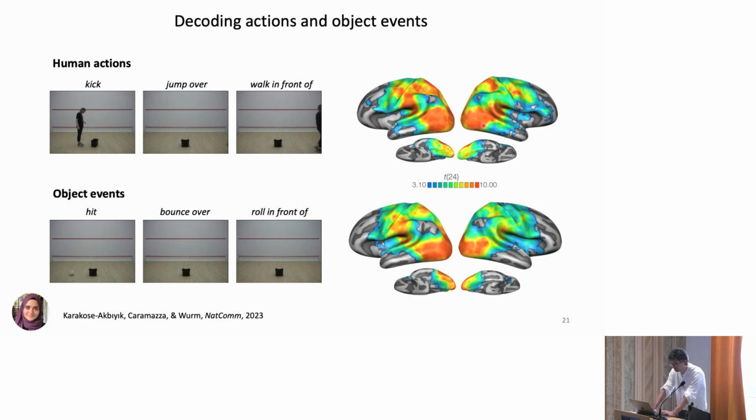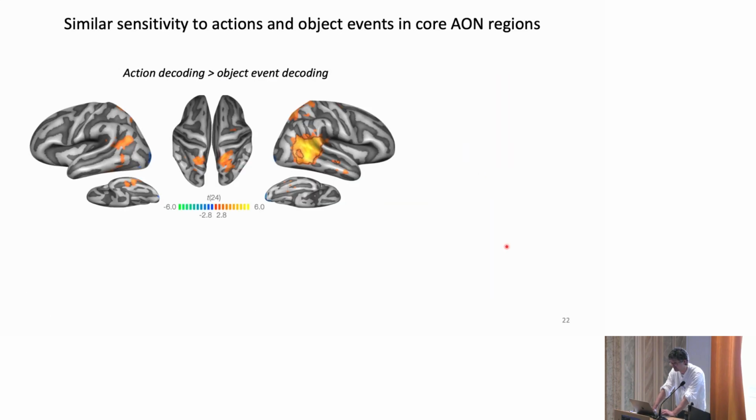So you might wonder whether there are actually some differences. You might see them already here in the LOTC. And we can also compute a contrast between these two decoding maps to explicitly test for differences. Now, as you can see, there's only one single large region, the right LOTC, extending into the PSDS, showing a higher sensitivity to decode actions as compared to the decoding of object events.